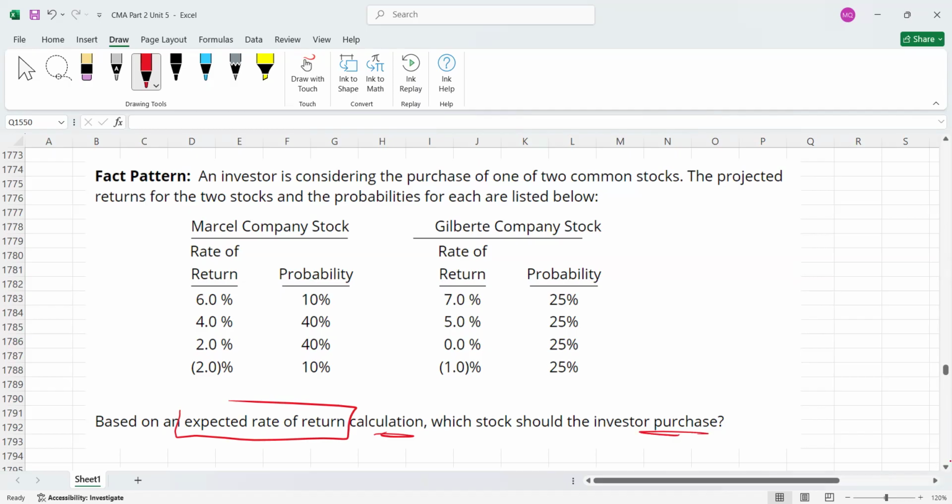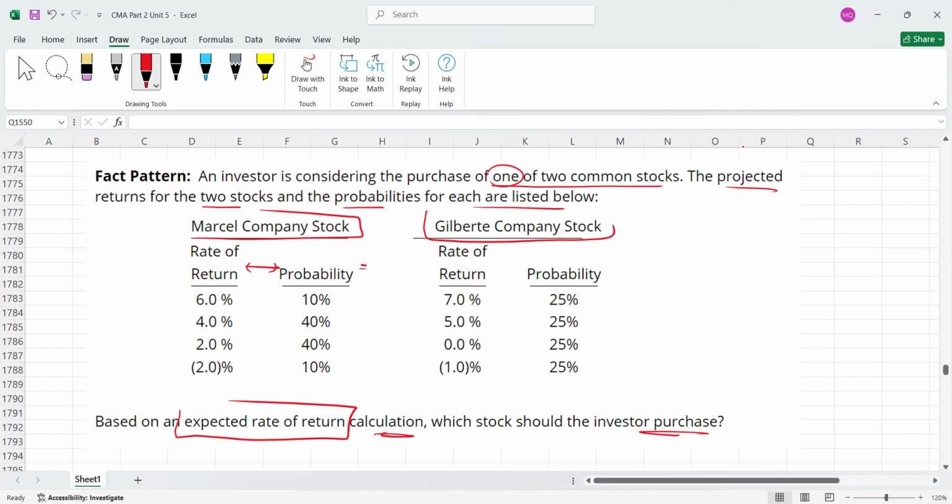They're saying an investor is considering the purchase of one of two common stocks. Okay, so you want to purchase one out of two. You want to invest into one company actually. The projected returns for the two stocks and the probabilities for each are listed below. This is Marcel Company stock, this is Gilbreth Company stock. So if you look at M and G company, we have a rate of return and probabilities.